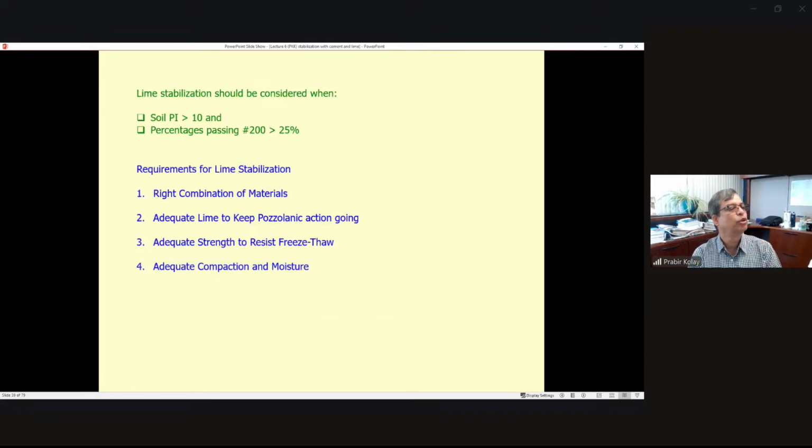Lime stabilization should be considered when the plasticity index is more than 10, or when the percentage passing the number 200 sieve, that is 0.075 millimeter, is 25%. Okay. The requirements of lime stabilization are the right combination of material, adequate lime to keep the pozzolanic reaction going, adequate strength to resist freeze-thaw, and adequate compaction and moisture.